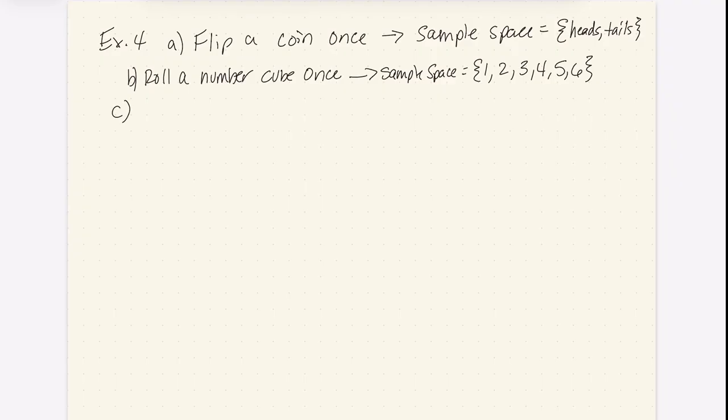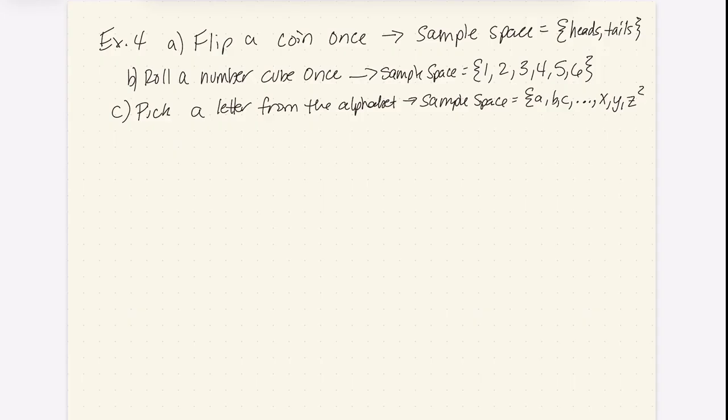I want to know what the sample space is if I pick a letter from the alphabet. So my sample space is equal to A, B, C. I can use these dots to signify what's in between of these, and then end with X, Y, Z, instead of writing all of those out. But basically, your letters from the alphabet, your sample space would be anything from A to Z.